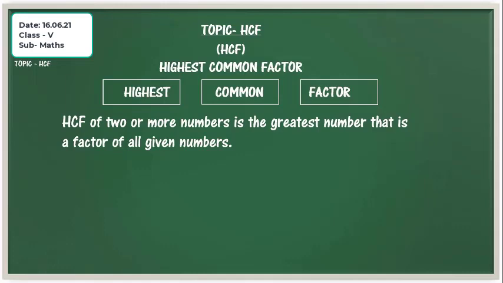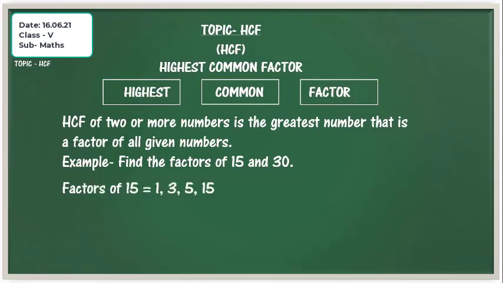Let's understand it with an example. Find the factors of 15 and 30. We have already learned how to find factors. Here we'll find out the factors of 15. These are the factors of 15: 1, 3, 5 and 15. These are all the possible factors of 15. Now factors of 30: 1, 2, 3, 5, 6, 10, 15 and 30. These are all the possible factors of 30.